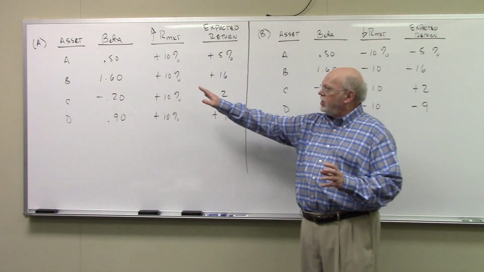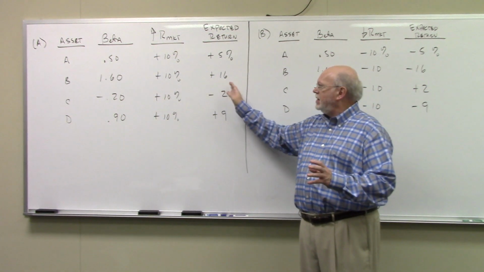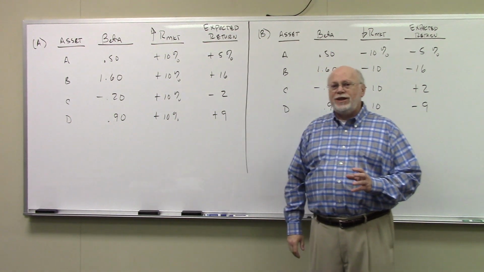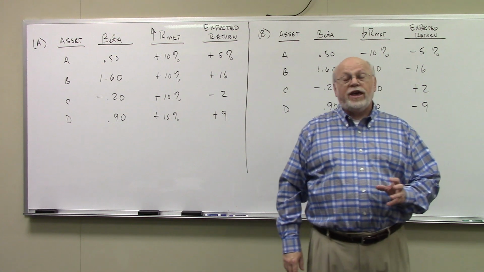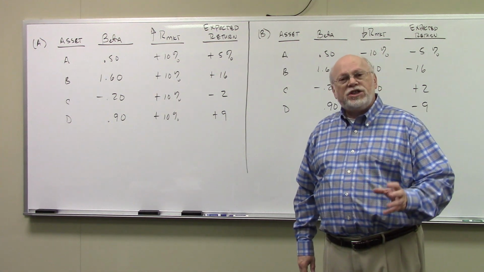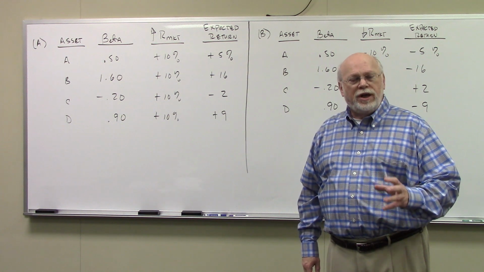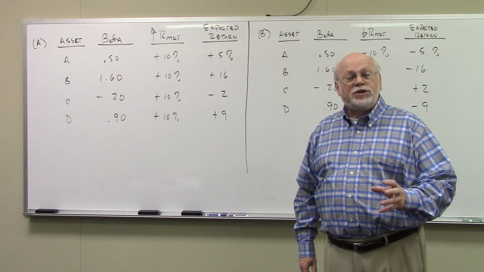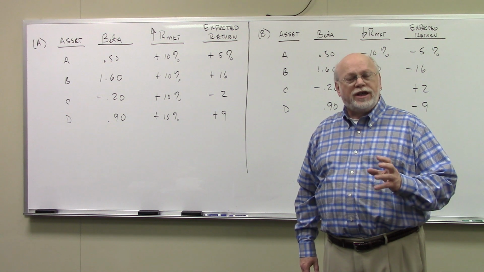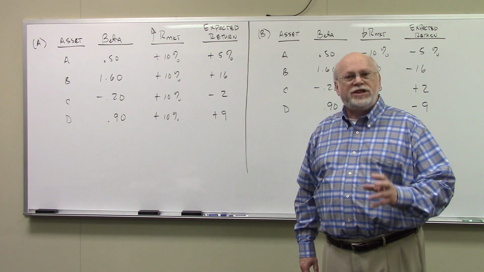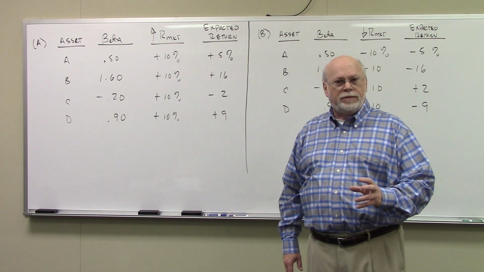Well, take 1.6, multiply that by 10, you expect a 16% return. You're taking on more risk than the market, therefore you require more return than the market return. Specifically, you are expecting 160% of the market's return.